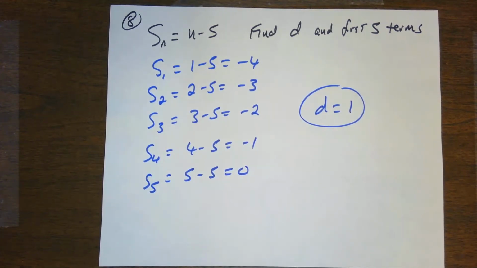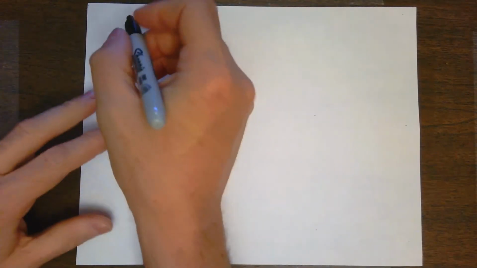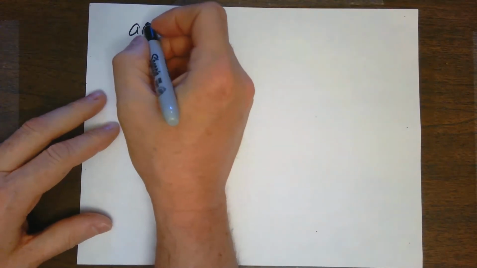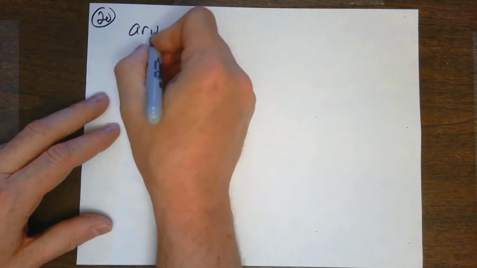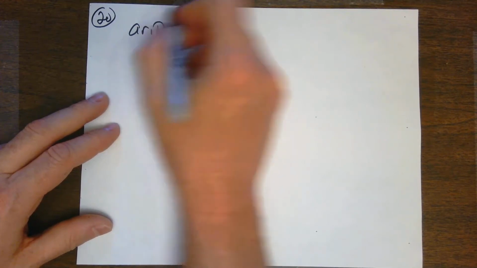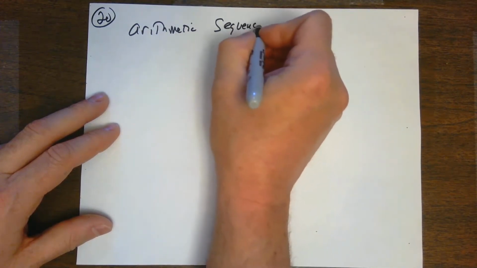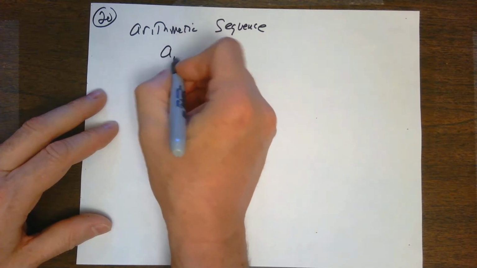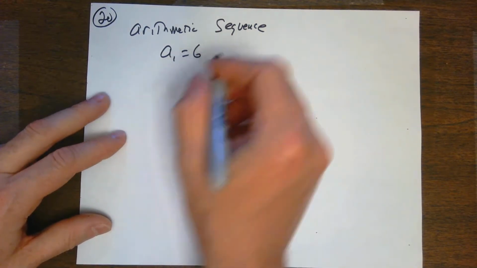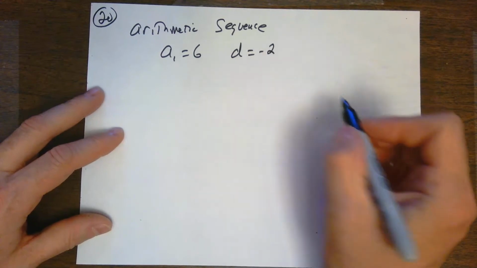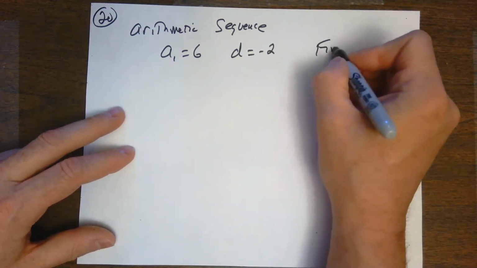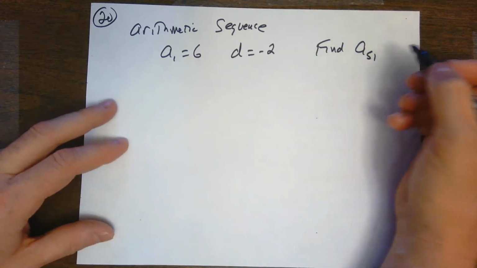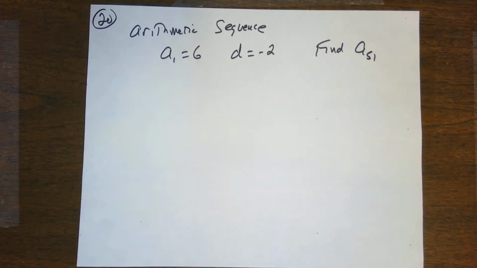Let's take a look at another sample problem. A lot going on in this one. Suppose I tell you that I've got an arithmetic sequence. This is problem number 20. I'm going to tell you that a sub 1 is 6, and d equals negative 2, and I want to find a sub 51. What does that mean?